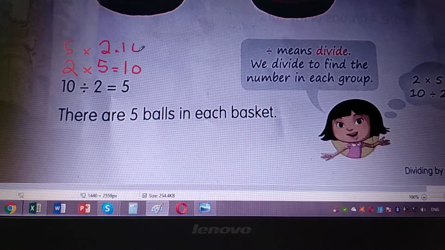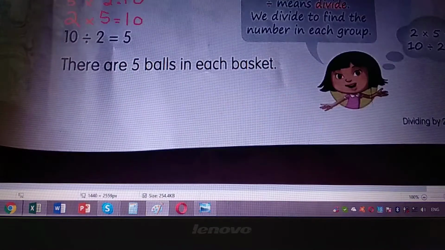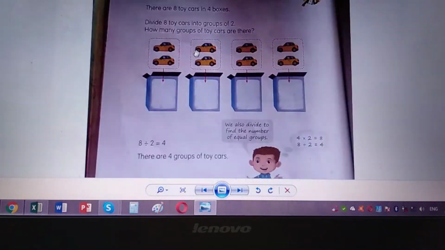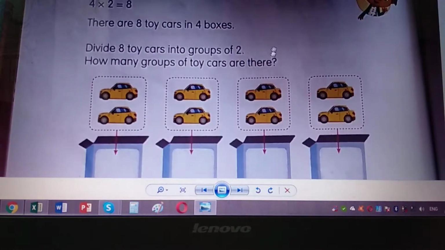Okay, you might want to write this down in your book. Alright. Now, let's go to the next one. I'm gonna go this quick. Alright, so now we are doing number 2.